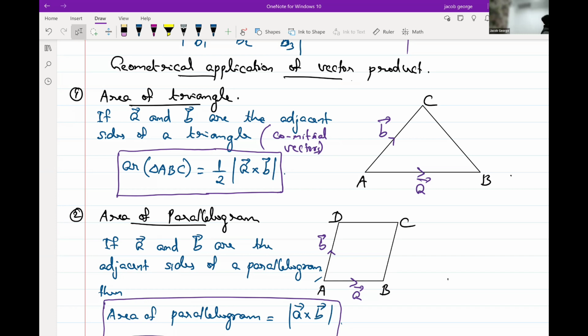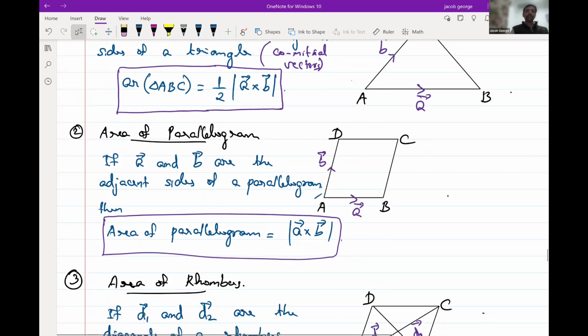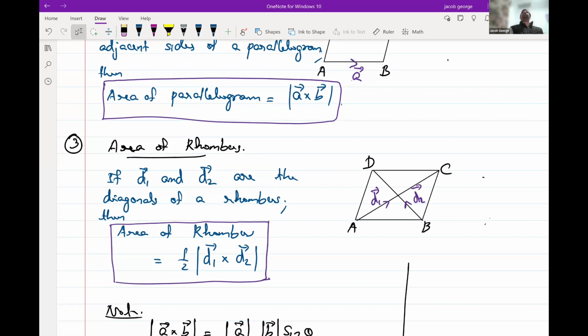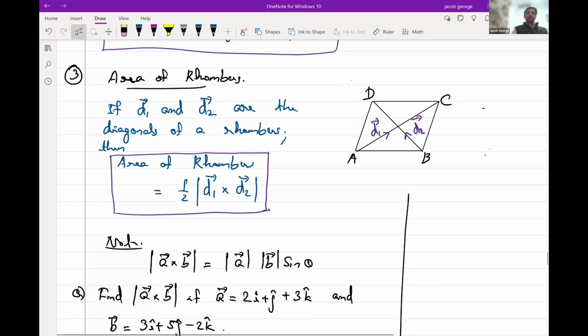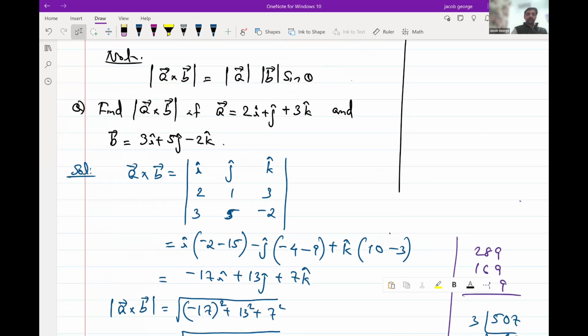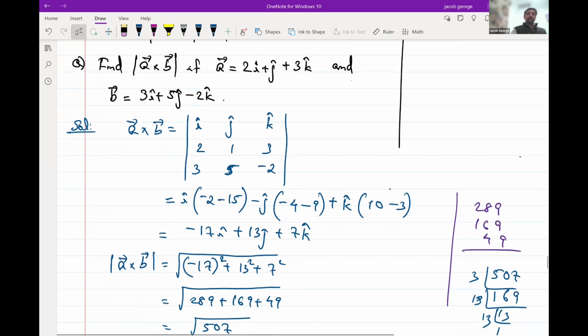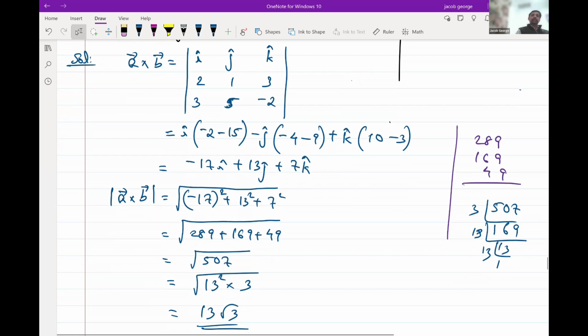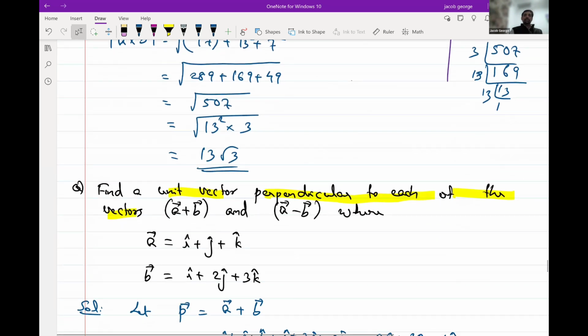Okay, area of a parallelogram is double the area of a triangle. Double means this half will go, and what is that? A cross B. In the model exam, one of the questions was like this, area of a parallelogram. Some students by mistake put half. It is not half, it is directly A cross B. A cross B is the area of a parallelogram. In terms of diagonals also, we can find it: half D1 cross D2. Even for a parallelogram it works, half D1 cross D2. And these questions based on cross product we find as a determinant: first row I, J, K, then A1, A2, A3, B1, B2, B3.